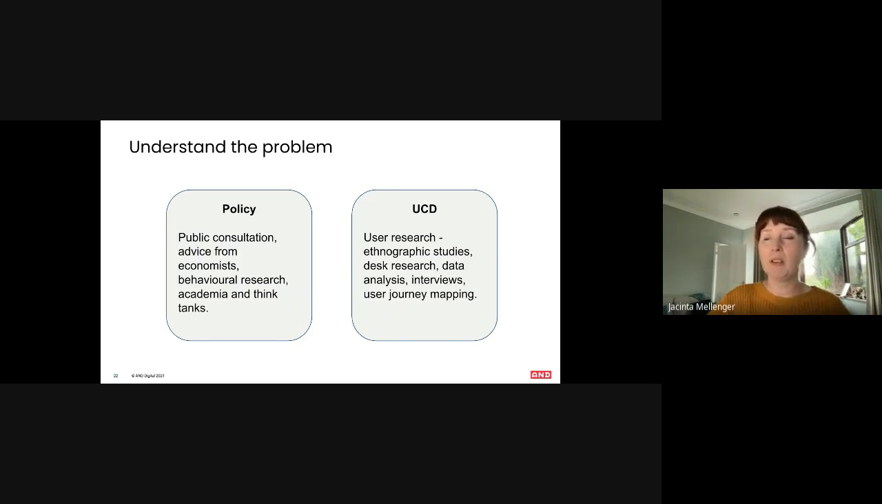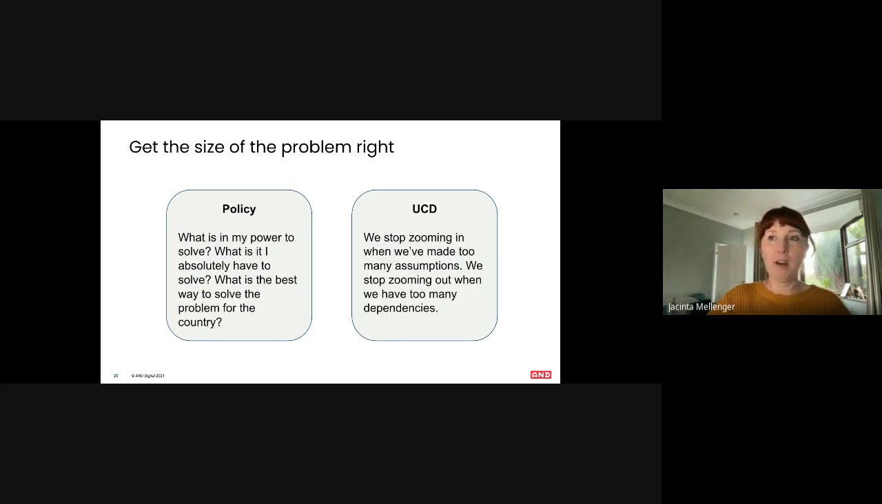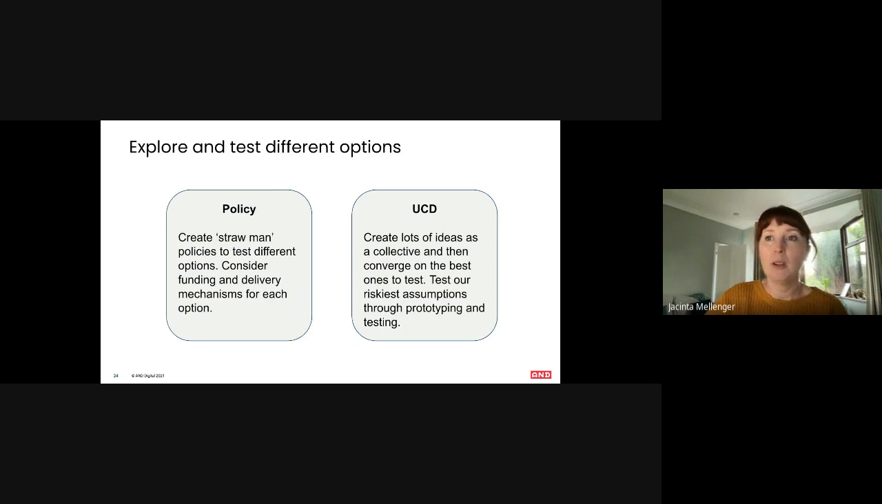One of the broader similarities was we were both trying to understand the problem better in some way, but we used very different tools and techniques to do that. We were both spending time carefully defining our problem space and what is in and out of our scope. We're both exploring and testing different options, but again, using very different methodologies to do that.